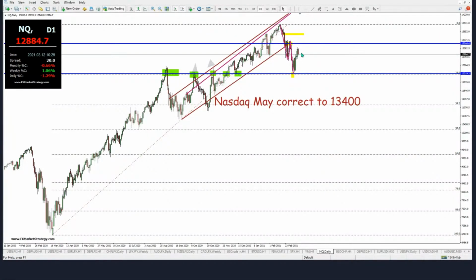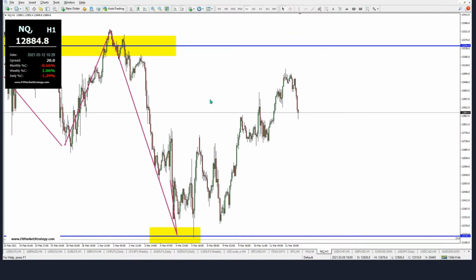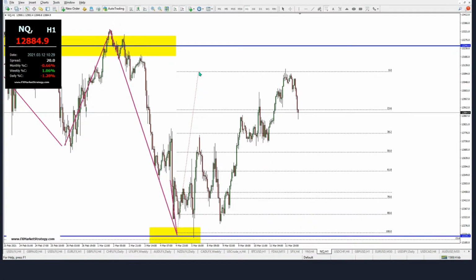I would not be interested to sell this Nasdaq at all right here. This is too late and this is not the best. So wait for this wave to finish the correction if you want to buy Nasdaq. Okay. Possibly either to the 50 level. I would expect here, maximum here. I would not sell, but I would wait to take a buy.